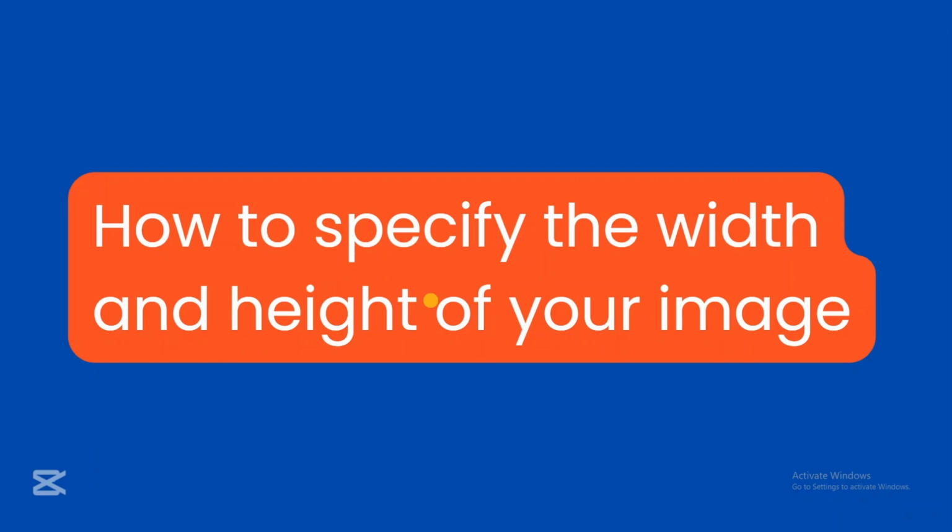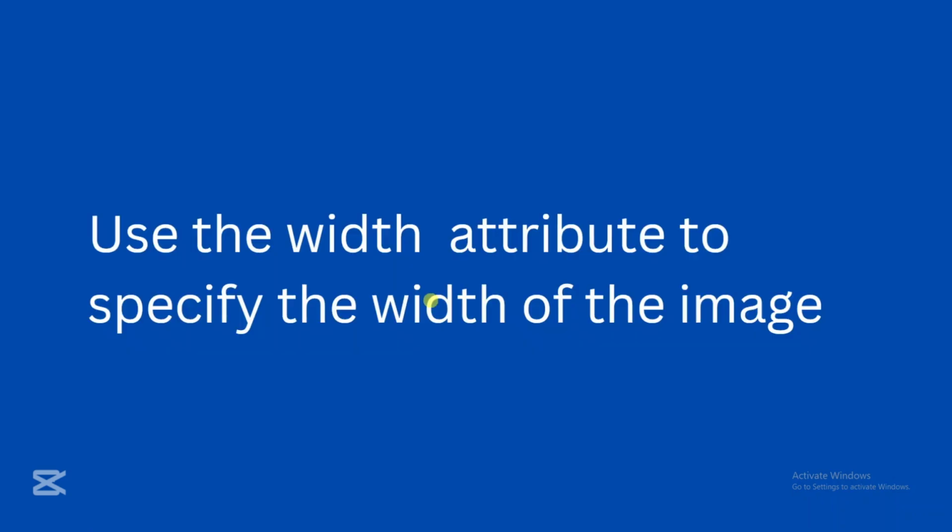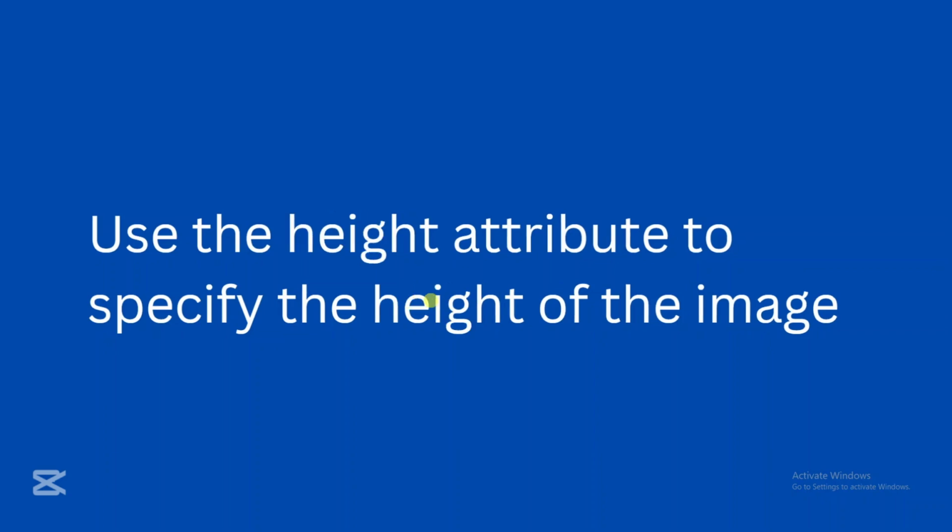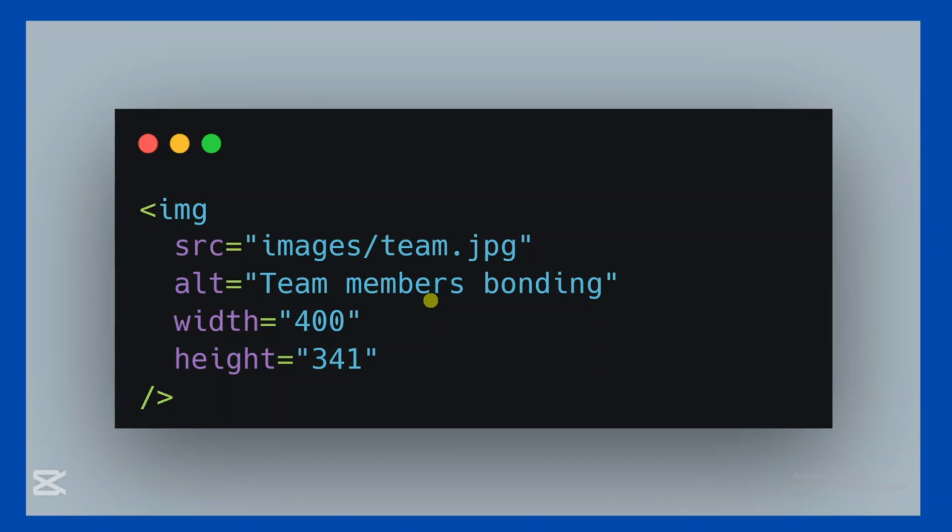We want to learn how to specify the width and height of the images we upload in our HTML document. Now, we have two properties that we would use. We'll use the width attribute to specify the width of the image, and we'll use the height attribute to specify the height of the image.